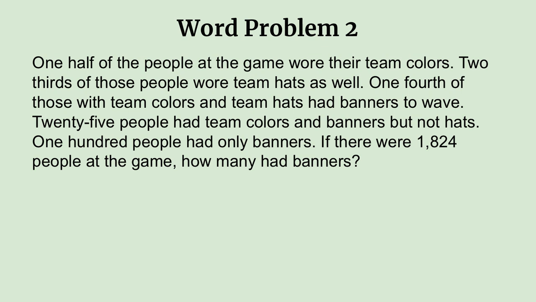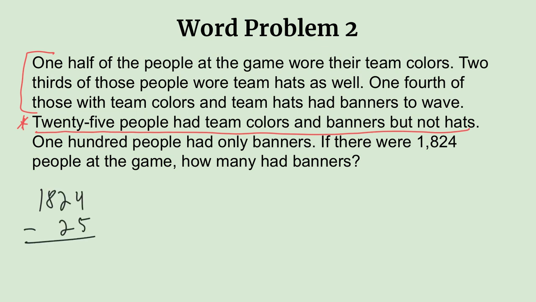So the first thing I'm going to work with here is the end stuff, where 25 people had team colors and banners, but not hats. So that means these 25 people are not included in the information up here. So that would be 1,824 total minus 25, and we get 1,799.